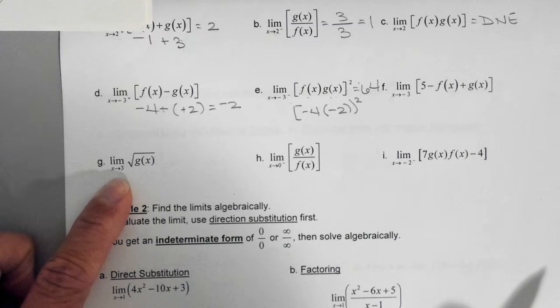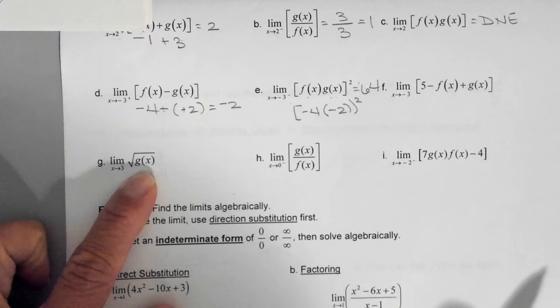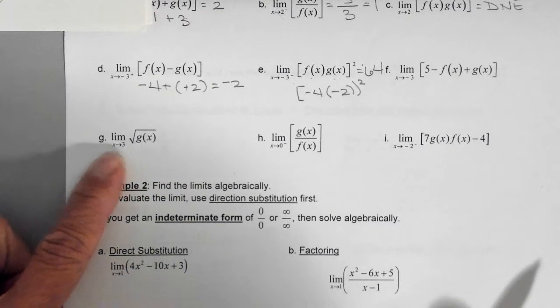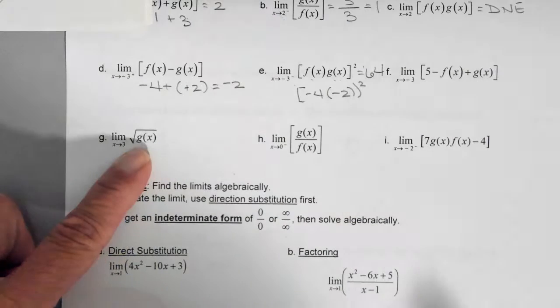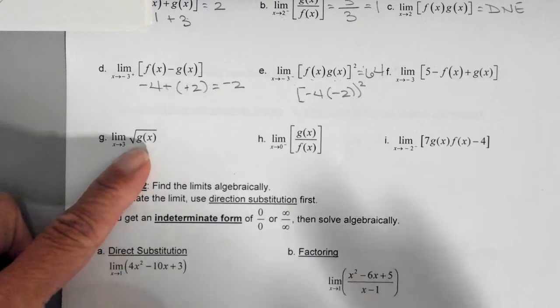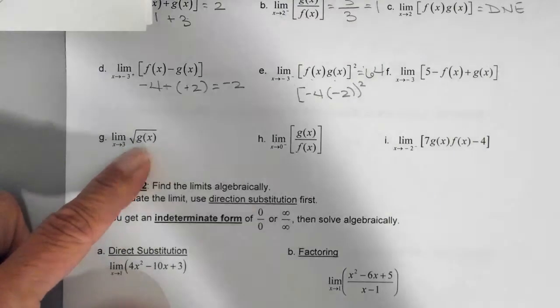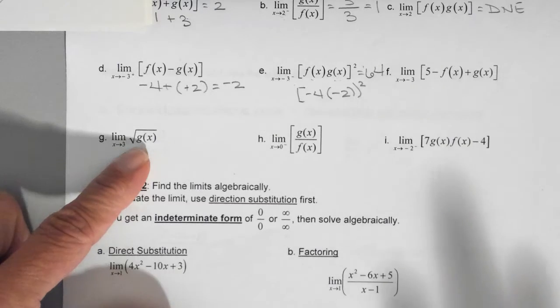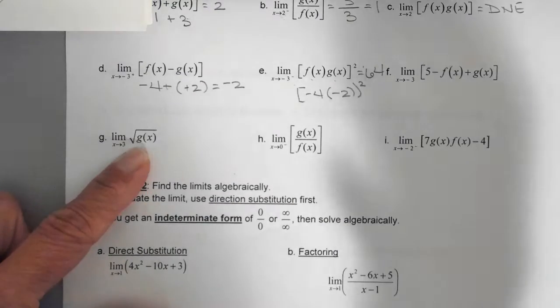We want to evaluate the limit as x approaches 3 of the square root of g of x. So ideally, this theorem says to evaluate the limit as x approaches a, in this case it's 3, of g of x, and then whatever that solution is, we'll take the square root. If it's something that you can simplify, like the square root of 4, you would simplify. If it's something like the square root of 8, you would write it as 2 square root of 2. If it's irrational and you can't simplify it at all, you just leave it.